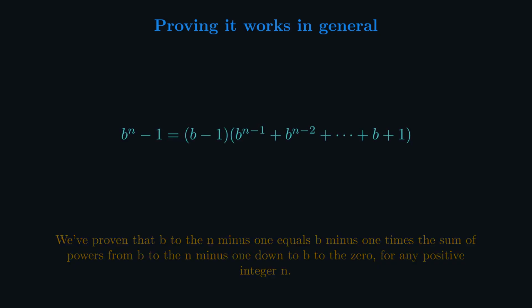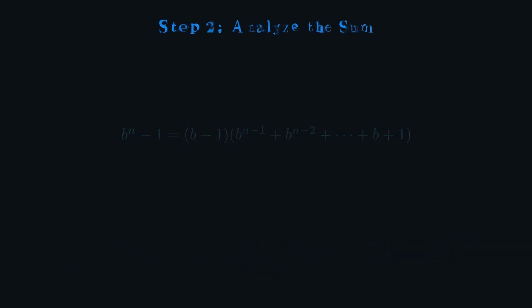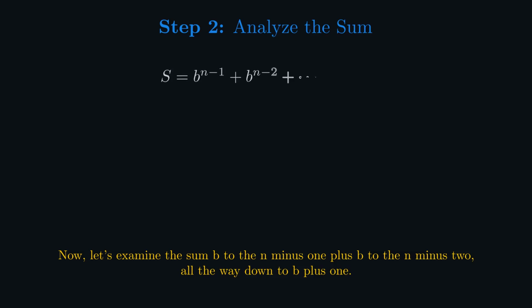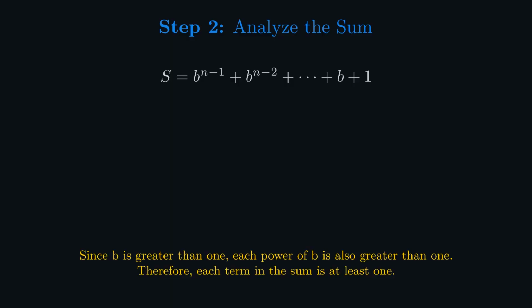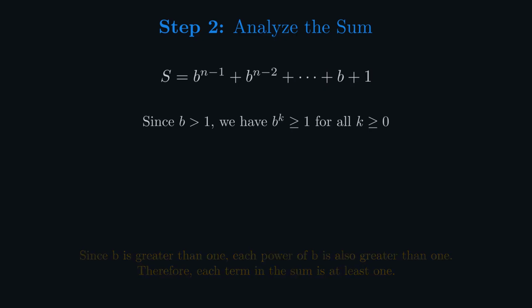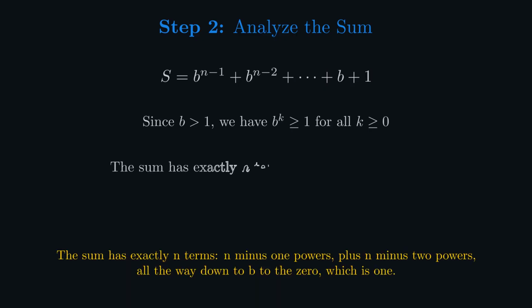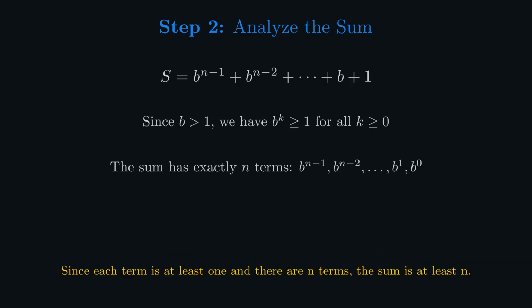Now, let's examine the sum that appears in our factorization. Since b is greater than 1, each power of b is also greater than 1. Therefore, each term in the sum is at least 1. The sum has exactly n terms, counting from b to the n minus 1, all the way down to b to the 0, which is 1. Since each term is at least 1 and there are n terms, the sum is at least n.